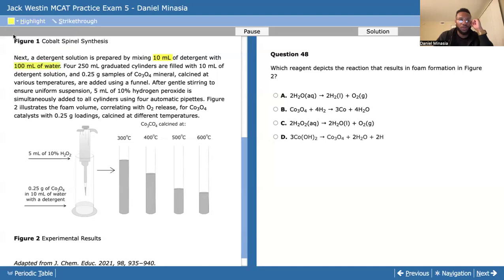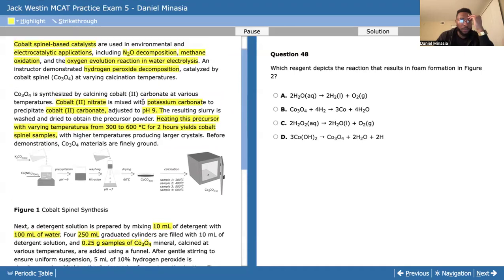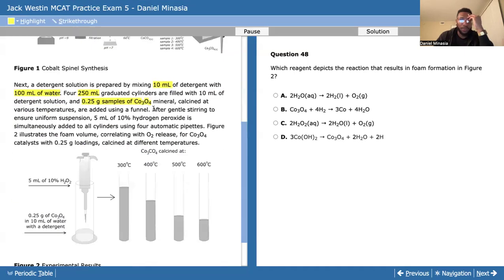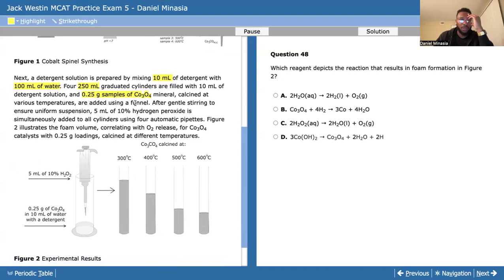Okay, all right, cool. Four 250 milliliter graduated cylinders are filled with 10 milliliters of detergent solution and 0.25 gram samples of, okay, is that cobalt spinel? Let's see here. Yep, that looks like cobalt spinel. Okay, so 0.25 gram samples of cobalt spinel material, calcined at various temperatures, are added using a funnel.